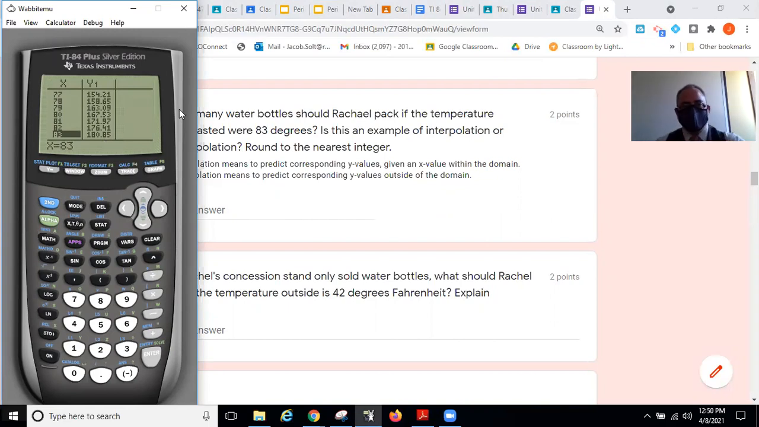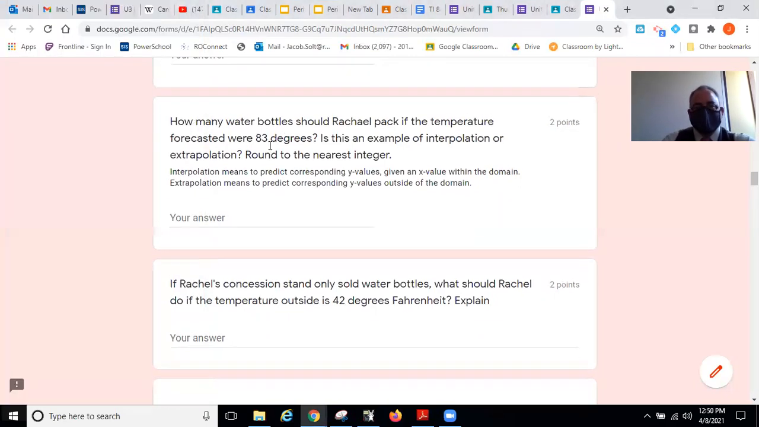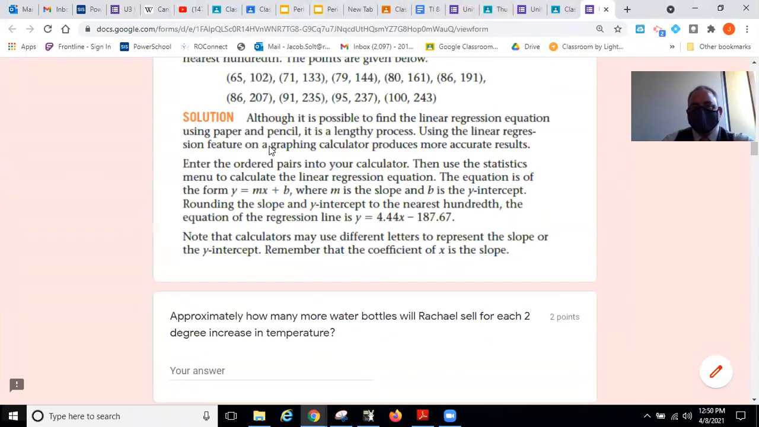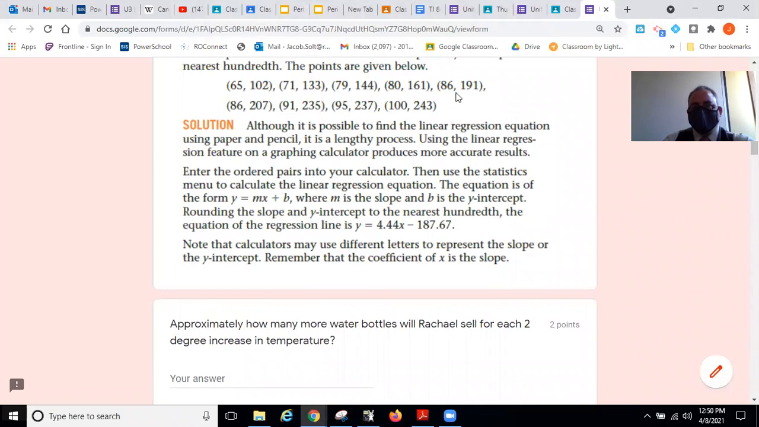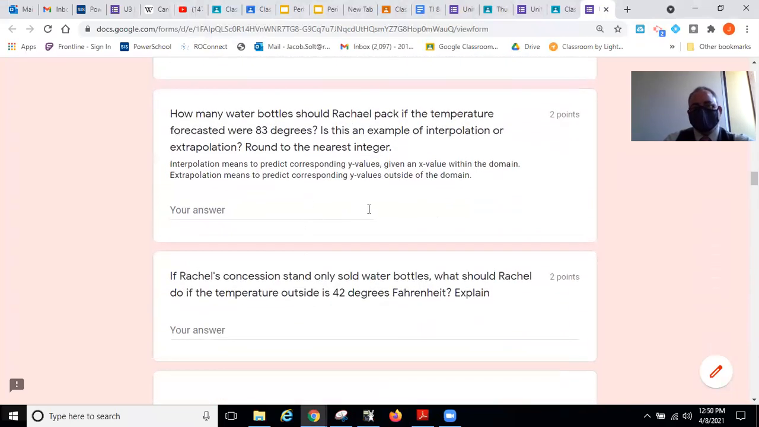My advice to her, if the temperature was 83 degrees, is that she should pack at least 181 water bottles. As to the example, is this interpolation or extrapolation? Is 83 degrees within her data set? Yeah, she has 80, she has 86. She's got data in between 83 degrees Fahrenheit. So this is interpolation, because 83 is within her data set.